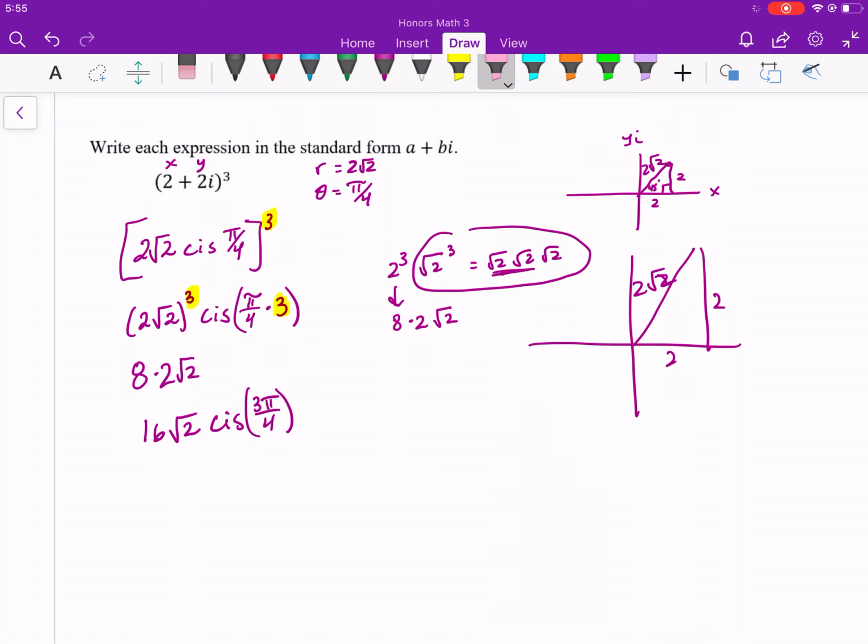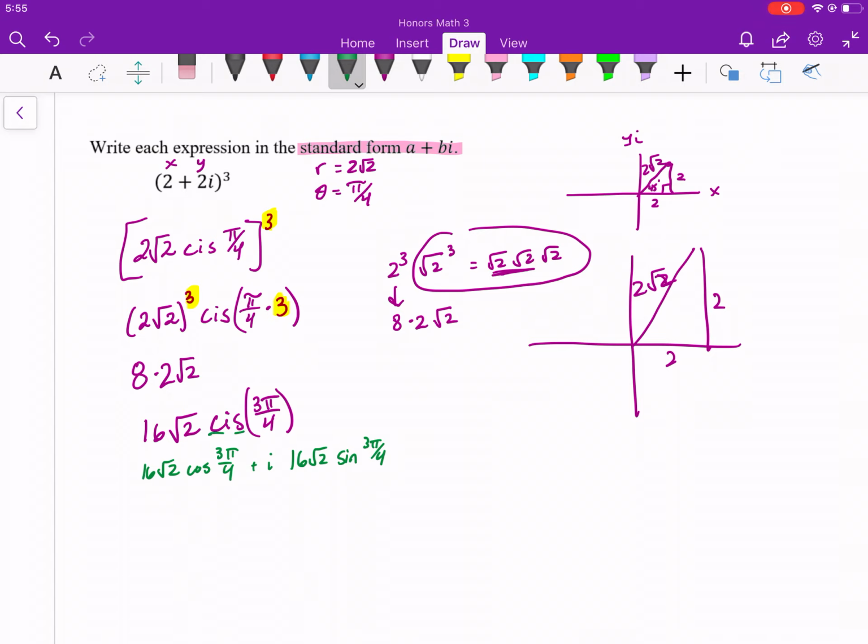Well, here's the one unfortunate part. I can understand why you wouldn't want to do this. But we do have to go back to standard form again. So we would have to find our x and our y value. So our x being the 16 root 2 cosine of 3 pi fourths. And then our y value being 16 root 2 times the sine of 3 pi fourths.